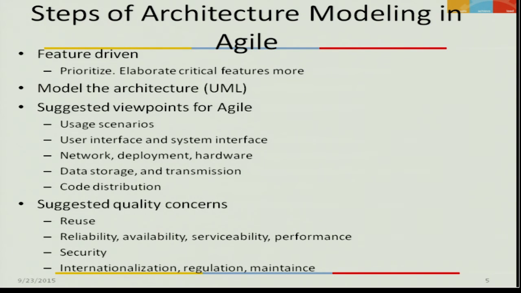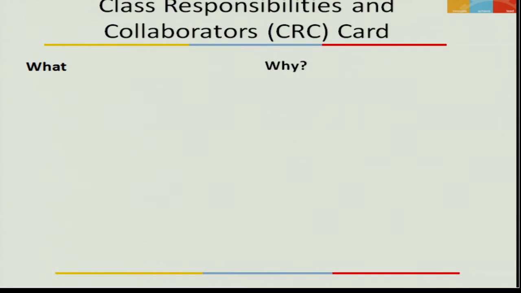Suggested quality concerns: they suggest that one needs to focus on reuse, reliability, availability, serviceability, performance, security, internationalization, regulation, maintenance, and so on. Many of these quality concerns we have already covered in great detail. So the quality tactics that we discussed in our earlier lecture would all be useful in the agile model. Let's look at a specific technique during analysis and design of identifying the classes and their responsibilities once you have the requirements.